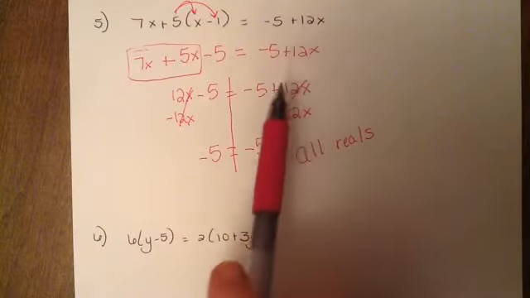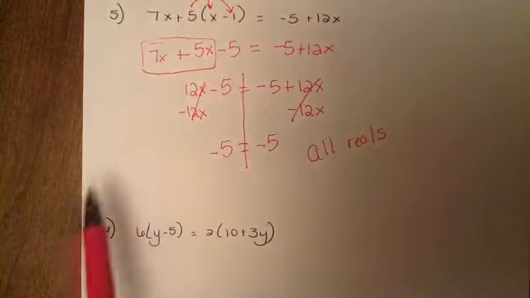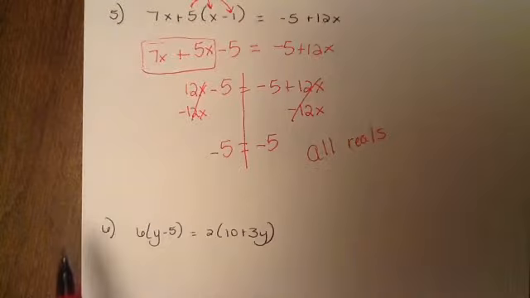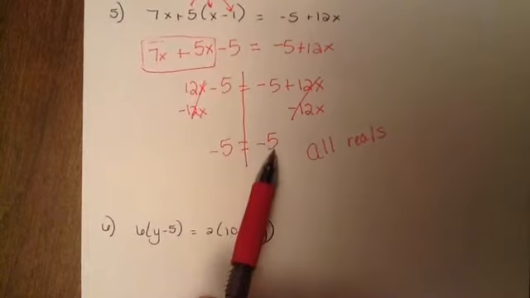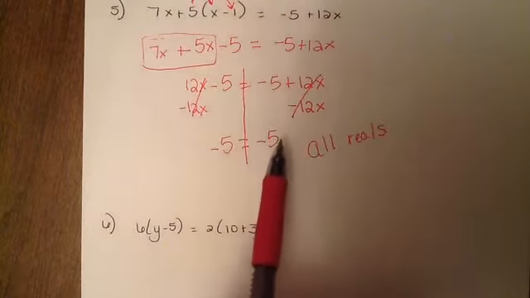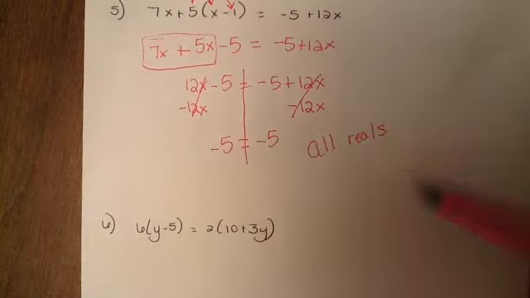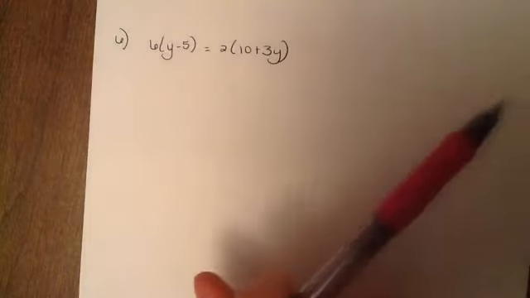Okay? So I could choose 2, plug it in, and it will be equal. So all reals will work. So if you get down to the end and you have something that is true, equals the same thing, -5 equals -5, that means it is all reals. Every value will work. Solve this one on your own. Get as far as you can.